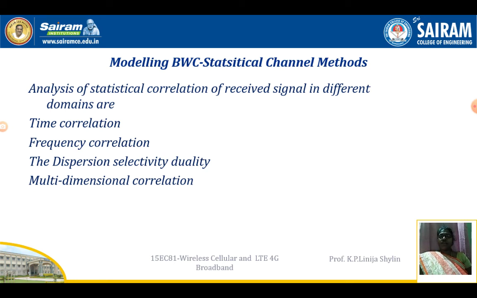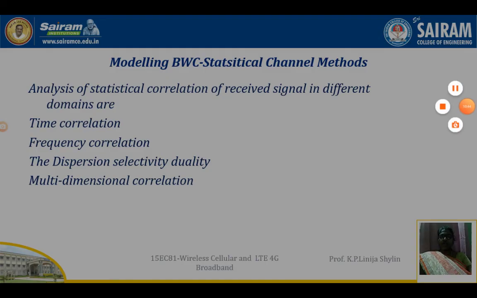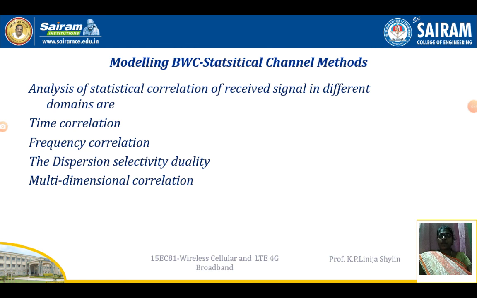Now coming to the analysis of statistical correlation of the received signal in different domains, there is time correlation, frequency correlation, dispersion, selectivity, duality, and multidimensional correlation. These are the received signal in different domains. Each domain will have different parameters, different statistical levels and different graphical representations. So in the statistical channel methods, we are very clear with three different types, that is Rayleigh, Rician and Nakagami.